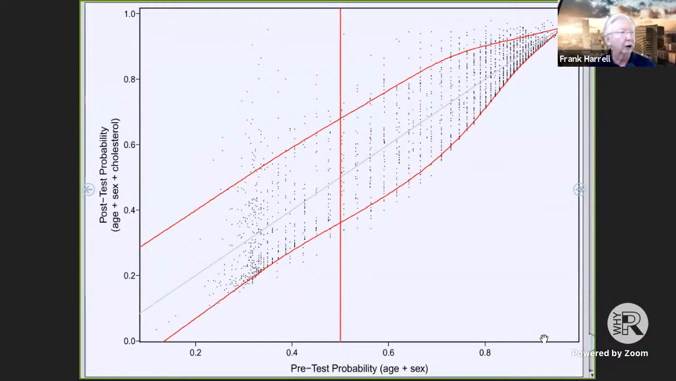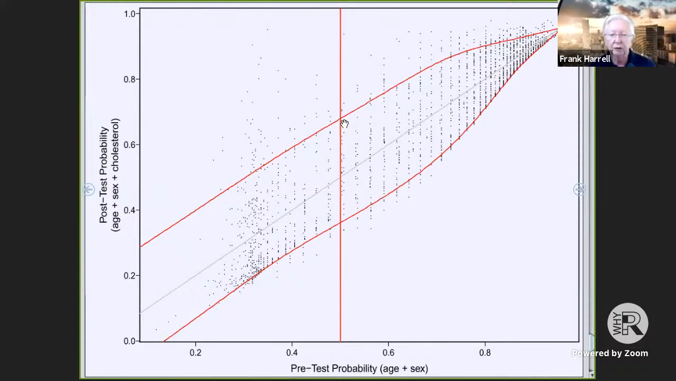This is another graph for showing that sort of thing. This is the predicted risk from the pretest model that just has age and sex in it. This is the post-test probability. This has cholesterol in the model, interacting and nonlinear. So you can see that if you started out at a point of uncertainty, your probability of disease is 0.5. Without knowing cholesterol, you have 0.5. What happens if you know cholesterol?